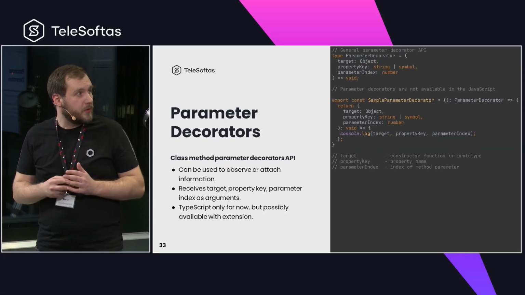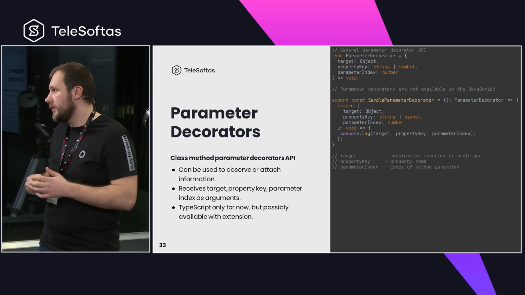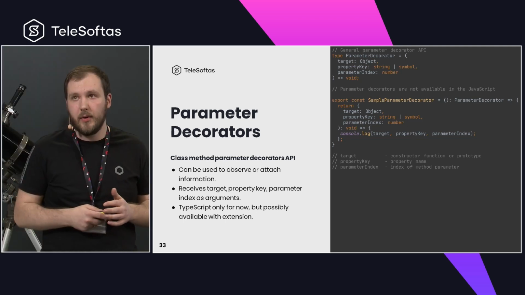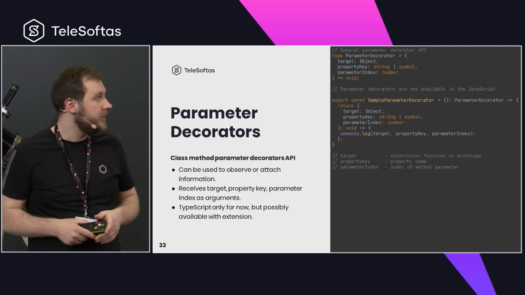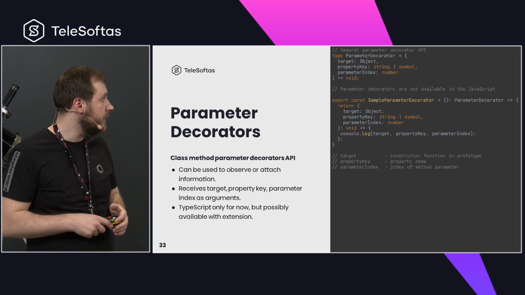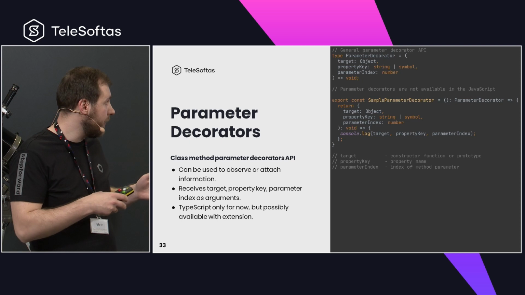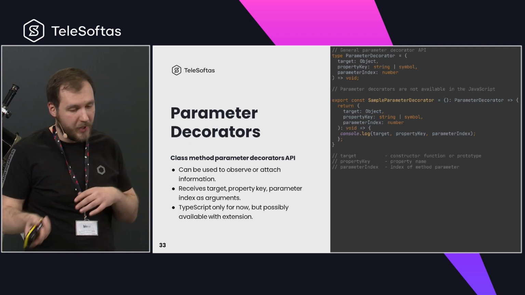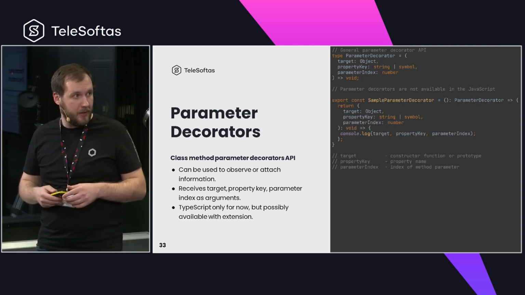Let's get to the parameter decorator. Parameter decorator, as I've already mentioned, is only available in TypeScript now. It receives three arguments: target, which is a class definition, class reference; property key, which would be the name of the method where the parameter decorator is used; and the parameter index, which would be the index of the argument in the method.